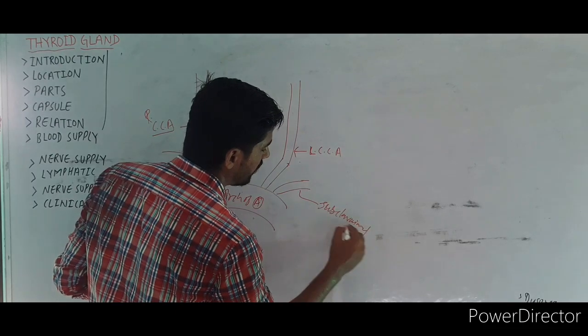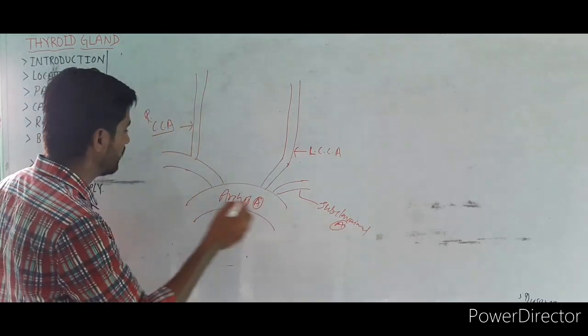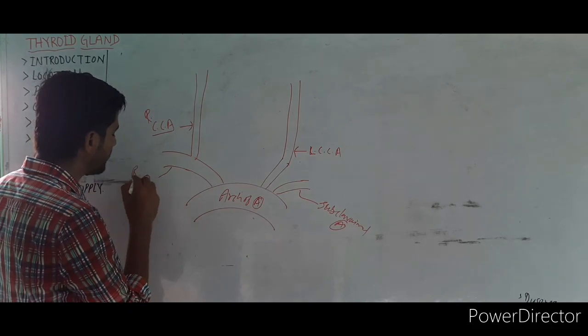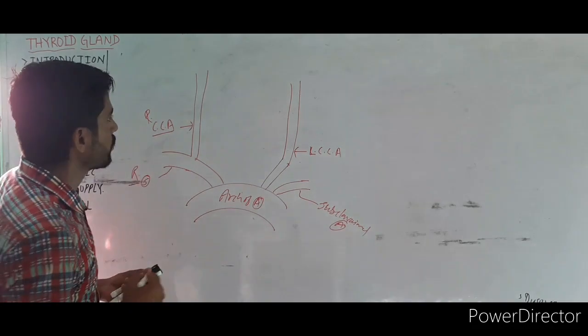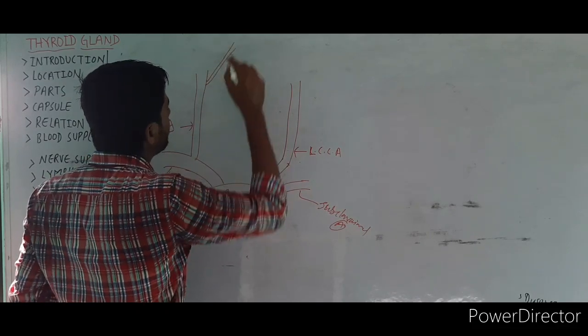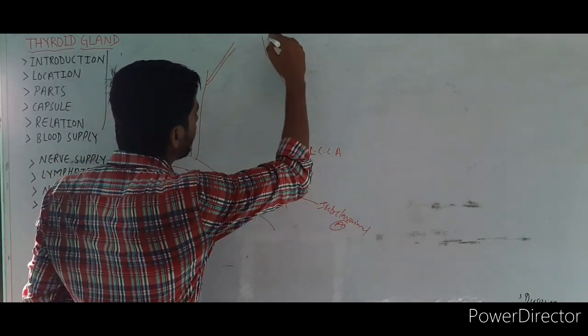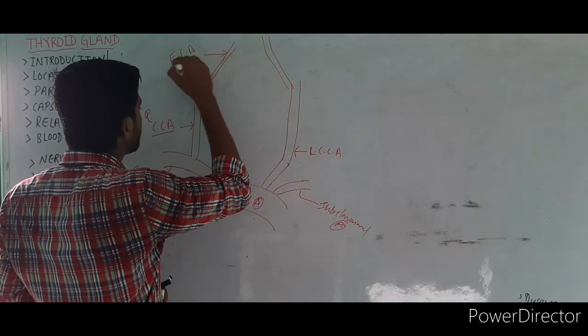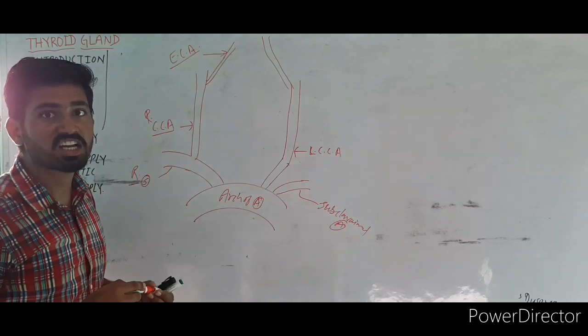Subclavian artery. Am I right? So left side. This is what? This is the subclavian artery, right subclavian artery. So from here one artery will be arising, that is called external carotid artery. This is what? External carotid artery. Can you tell me the branches of the external carotid artery?